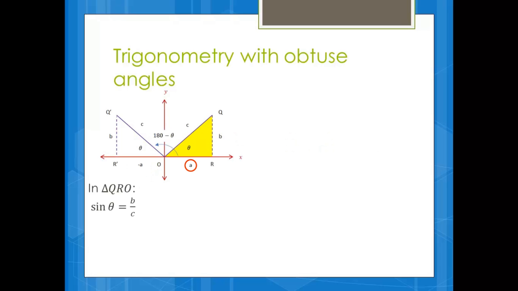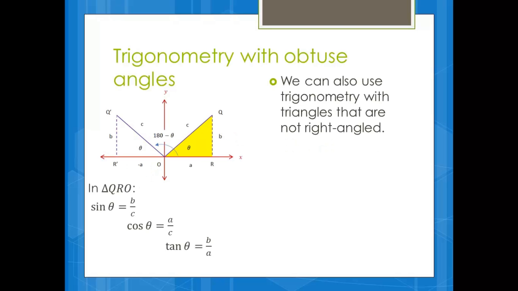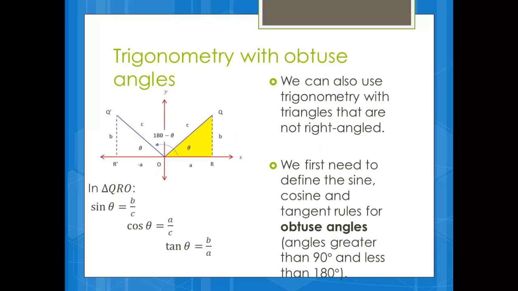Cos theta, adjacent over hypotenuse, gives cos theta equals a over c. And tan theta is given by opposite over adjacent, so tan theta equals b over a. We can use our knowledge of right-angled trigonometry to find the sine, cosine and tangent ratios for obtuse-angled triangles.